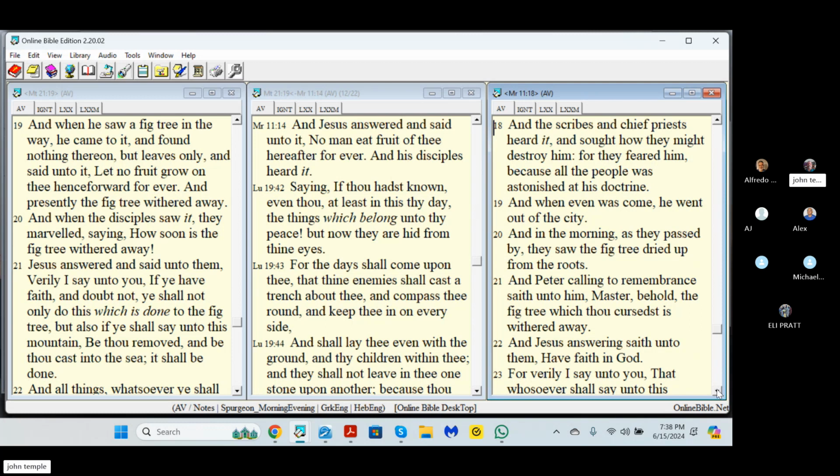So they probably didn't notice it when it first happened. But in Matthew, it says it immediately withered. And over here, it's like after he went and purged the temple, and they came back and they saw it, that it was dried up from the roots.